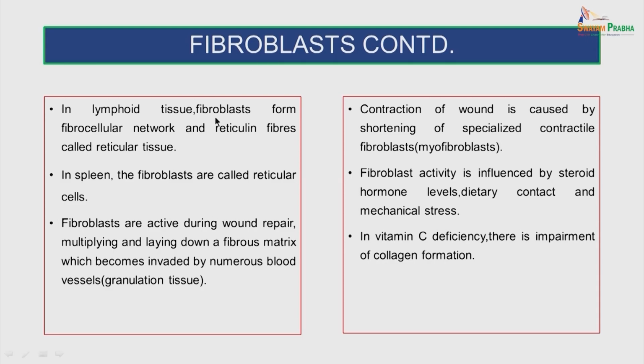In lymphoid tissue, the fibroblasts form a fibrocellular network and reticulin fibers called reticular tissue. In the spleen, the fibroblasts are called reticular cells. The fibroblasts are active during wound repair, multiplying and laying down a fibrous matrix which becomes invaded by numerous blood vessels. The contraction of a wound is caused by shortening of specialized contractile fibroblasts called myofibroblasts. Fibroblast activity is influenced by steroid hormone levels, dietary content and mechanical stress. In vitamin C deficiency, there is impairment of collagen formation.